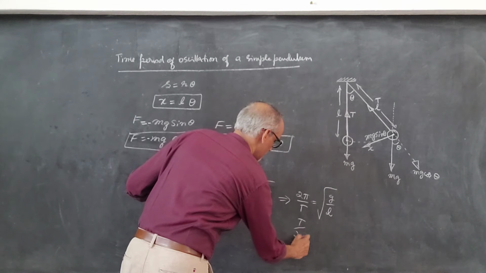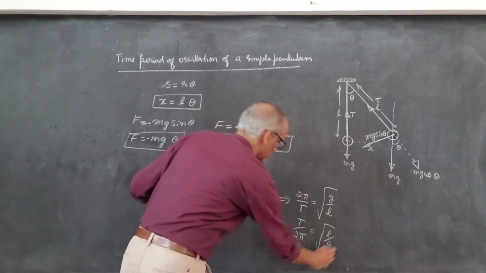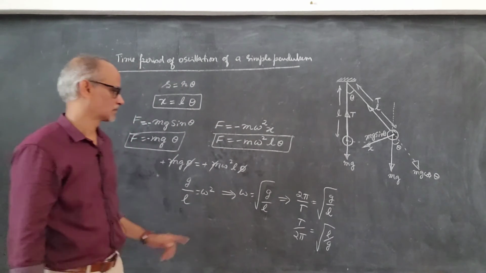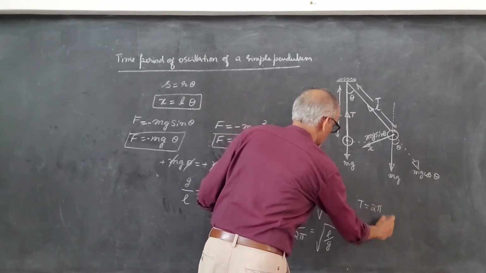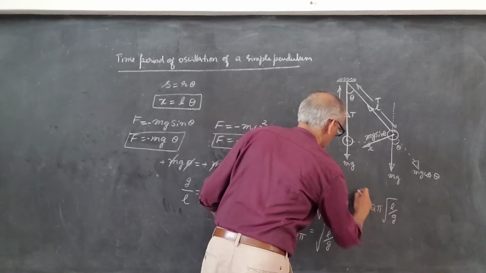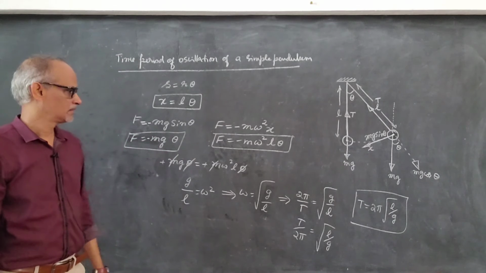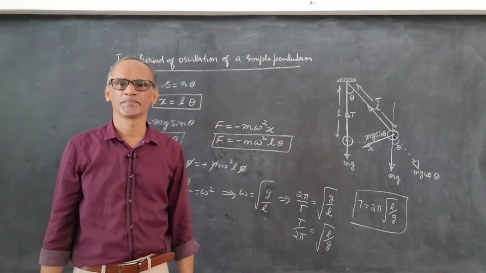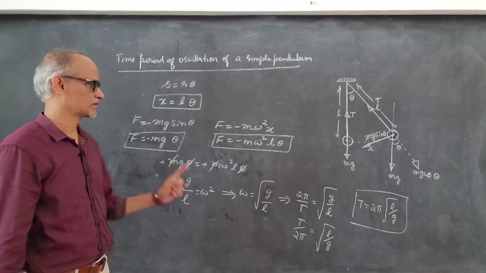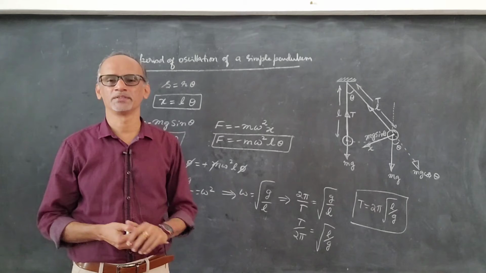T by 2 pi is equal to root of L by g. So therefore, the final expression is T is equal to 2 pi root of L by g. This is the expression which we have already come across in the chapter Units and Measurement. This is the expression for the time period of oscillation of a simple pendulum: T is equal to 2 pi root of L by g.